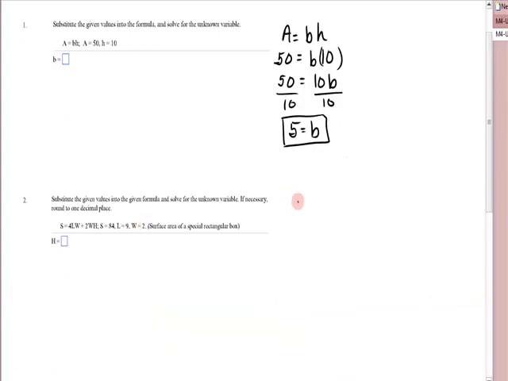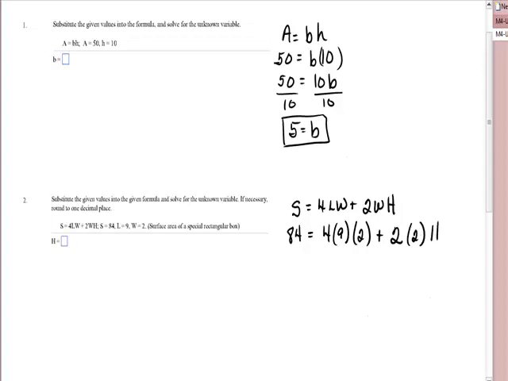This one, the surface area is 4LW plus 2WH. S is 84. Fill that in: equals 4 times, let's see, the length is 9. The width is 2, so I knew all those numbers, plus 2 times, the width is still 2, and the height, unknown. So there's my unknown. Let's simplify on the right-hand side.